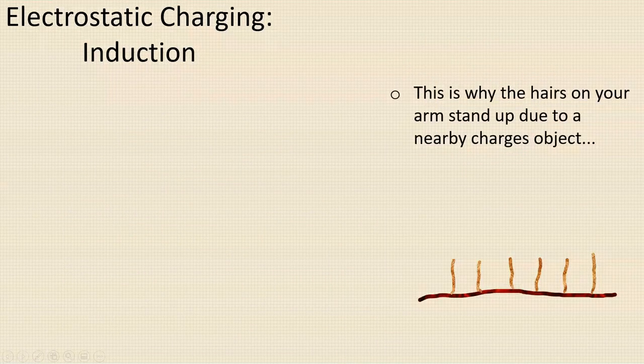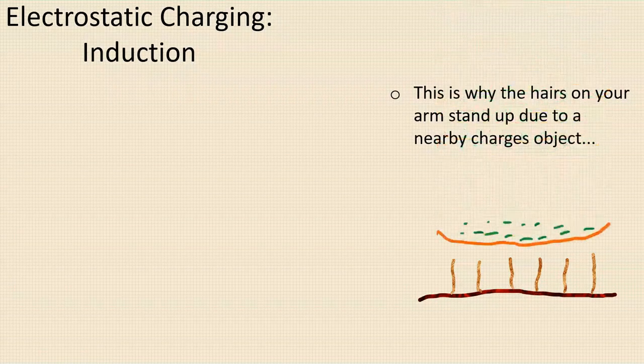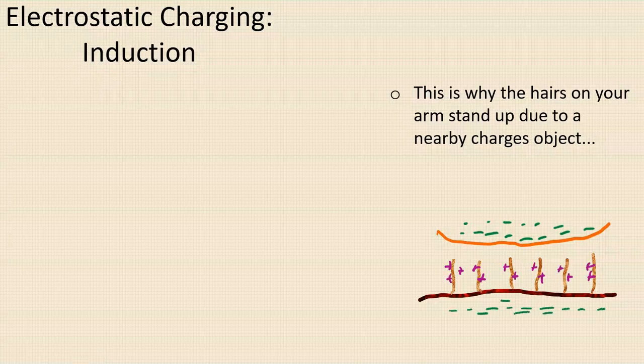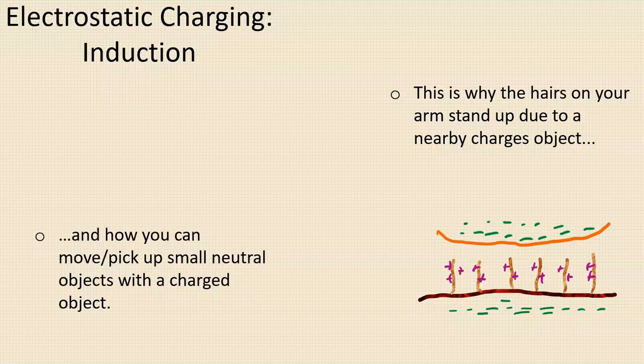Alright, this is also why the hairs on your arms stand up due to a nearby charged object. If I bring the balloon near the hairs down here, the negatives attract positives, so the hairs will be positively charged, and negative charges will be pushed deeper down into your skin, so that you have positive hairs and a negatively charged region deeper in. The hairs then end up standing up because they're all the same charge, so they keep trying to push away from each other, but they're attached to you so they can't go anywhere.